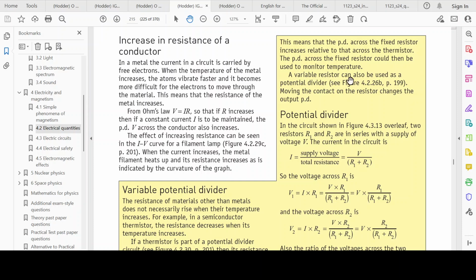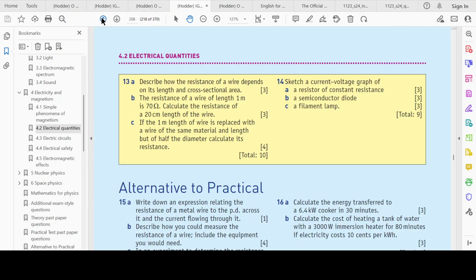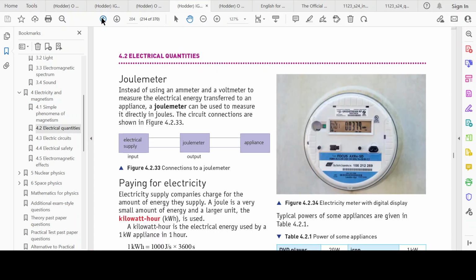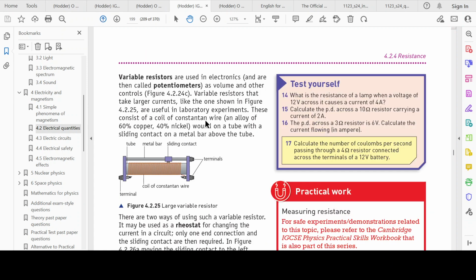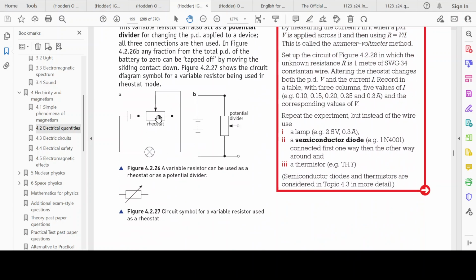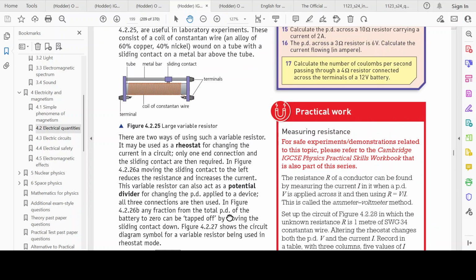A variable resistor can also be used as a potential divider. Moving the contact on the resistor changes the output. So we had an illustration for this on one of the earlier pages. If I can just go back and find it. Right here, I believe. So you've got the potential divider. A variable resistor can be used as a potential divider, and we talked about that earlier over here.